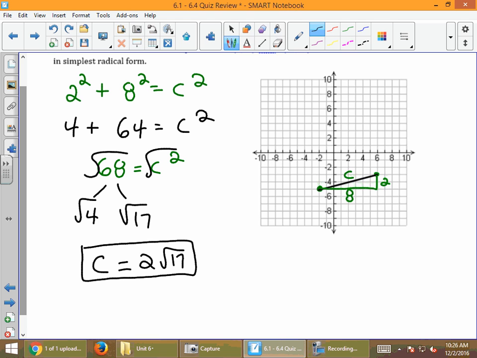Okay, well, good job, raise your hand. Questions on that? I like this one. With the Pythagorean theorem, it's a lot easier to use the distance formula. So, now let's go on to the next concept.